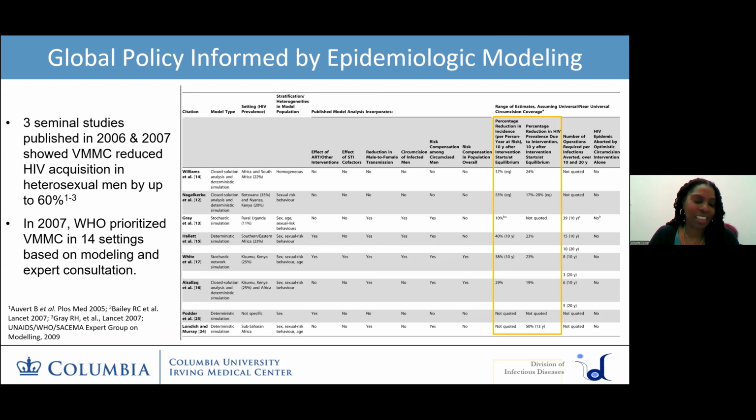So for instance, I came in just as the voluntary medical male circumcision clinical trials were being concluded. Three trials were done in a short period and showed, almost consistently across a variety of settings, that they observed in the clinical trial setting a 60% reduction in HIV acquisition in men. WHO had convened and prioritized some country settings.